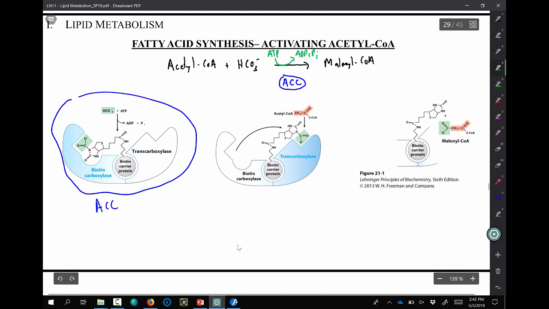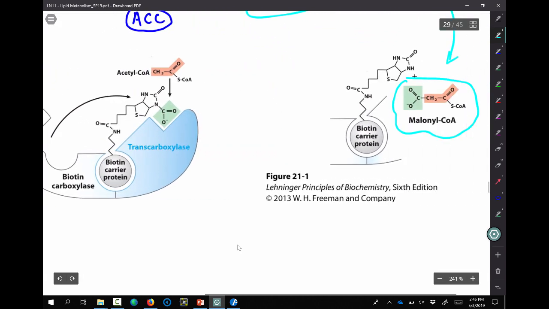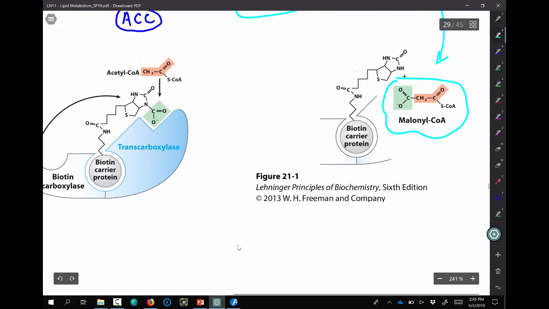Okay, the molecule that it makes, malonyl-CoA, is right here. Let's go ahead and highlight this. Malonyl-CoA, 3 carbons. Carboxylases add a single carbon. Of course, acetyl-CoA is 2 carbons, and we get the other carbon from bicarbonate.